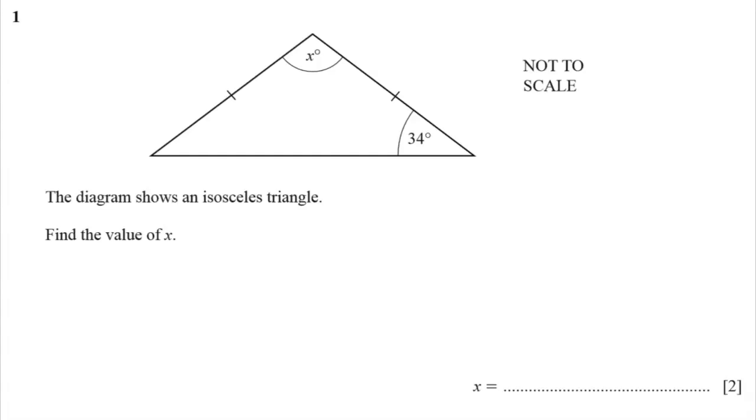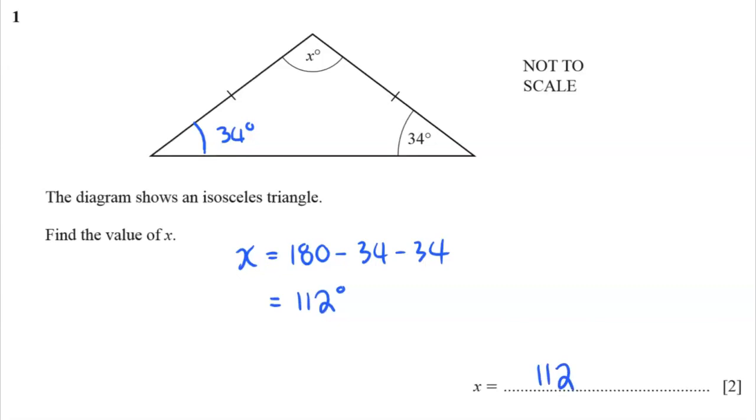Standard exam, question 1. We have an isosceles triangle and we have to find the value of x. Because it's an isosceles triangle, we also know this angle here has to be the same, so it's 34 degrees. All the angles in a triangle add up to 180, which means that x will equal 180 minus 34 minus another 34. 34 and 34 are, of course, 68, and 180 minus 68 is 112, right? 112 degrees. We should write it here in the spot they told us to.